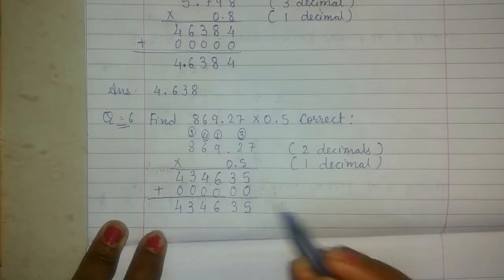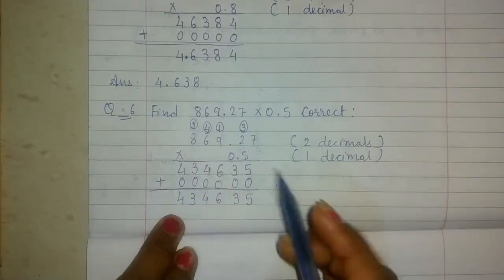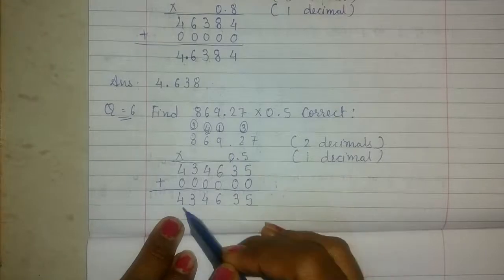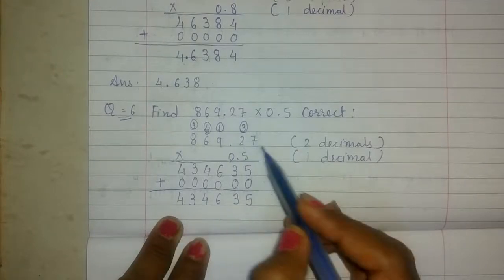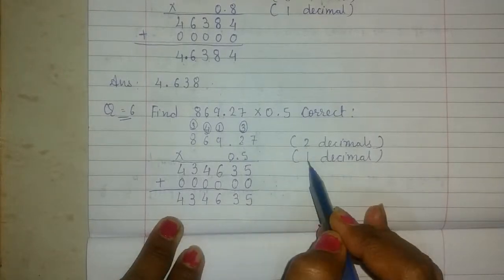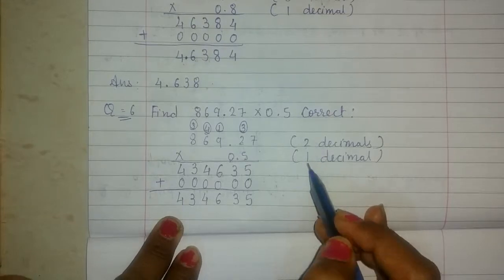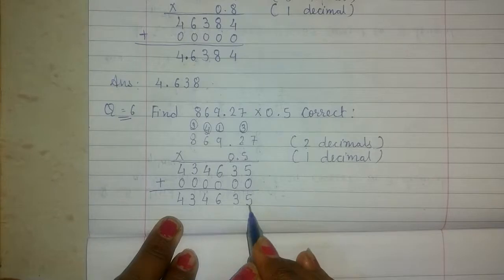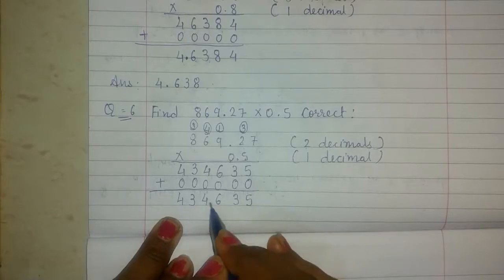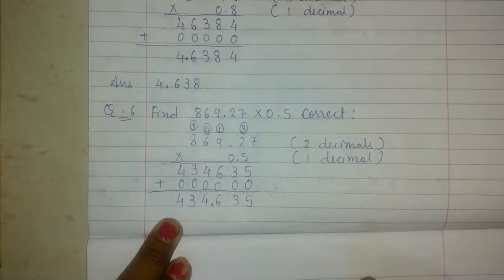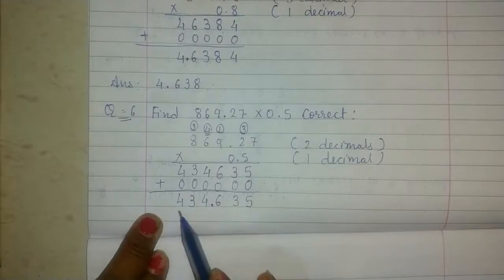So students, now let's keep decimal over here. So we'll see before 2 digits. So 2 plus 1, 3 digits. Okay. So before 3 digits we'll keep decimal. So 1, 2 and 3. So here we'll keep decimal. Okay. Now here we got 434.635.